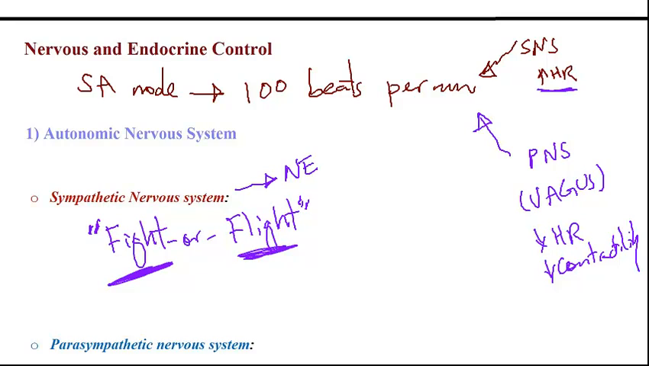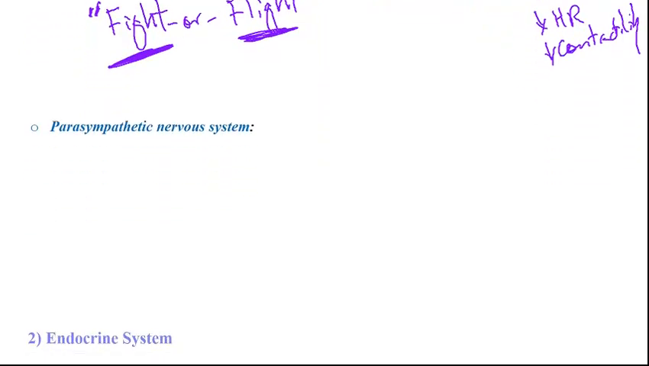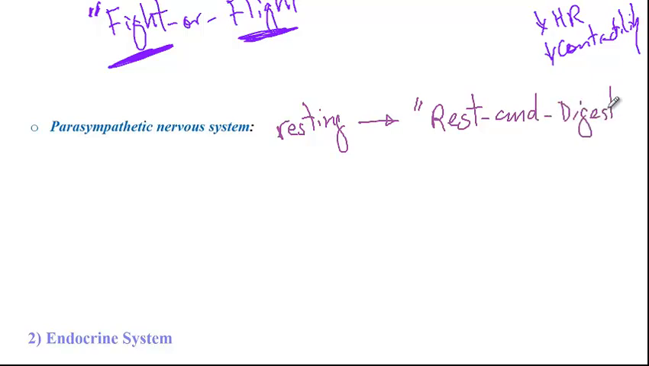On the other hand, we have the parasympathetic nervous system, which becomes activated during the resting condition. So this is actually being activated during the resting condition, as a consequence of which it's sometimes referred to as the rest and digest system. And so this parasympathetic nervous system, or PNS, is actually counteracting the actions of the sympathetic nervous system.